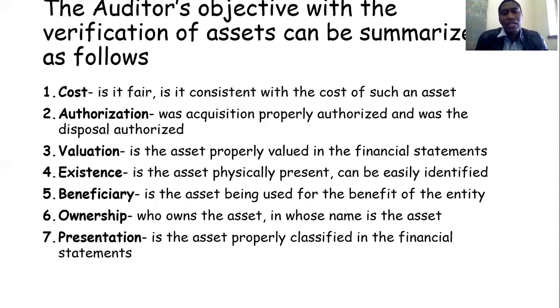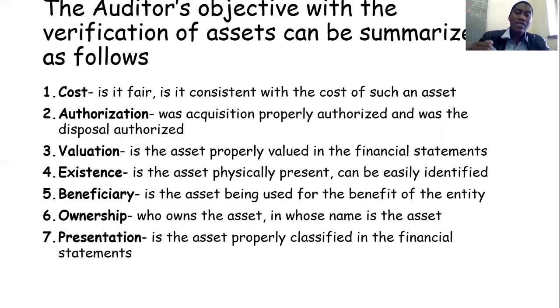Then we go on to say, is it consistent with the cost of such an asset? When you take a motor vehicle, a Toyota Hilux, we are saying it's 56,000. Is this consistent with the competitor? Yes, it should be 56,000. Then number two, we go to authorization: authorizations for acquisition, authorizations for usage, and authorizations for disposal.